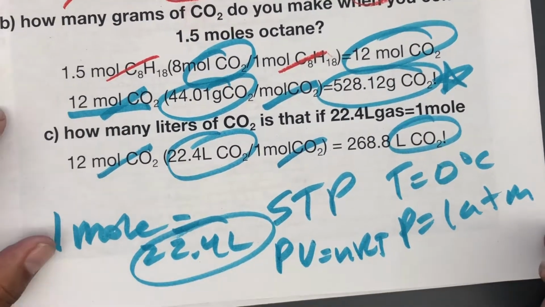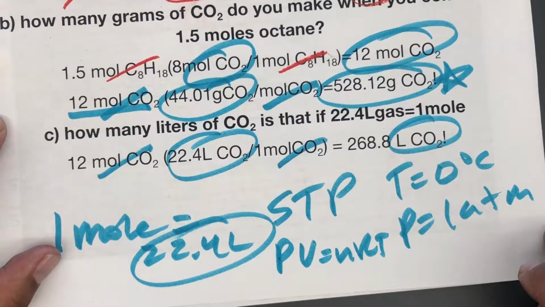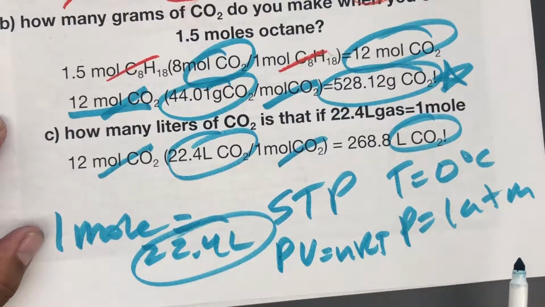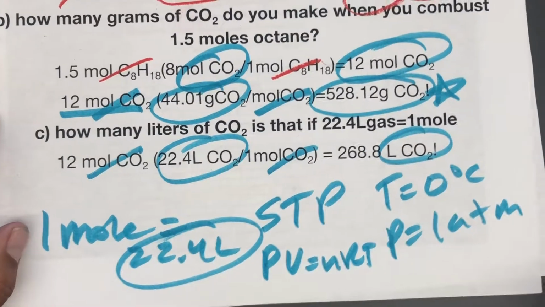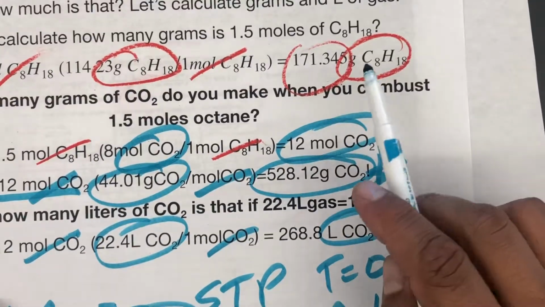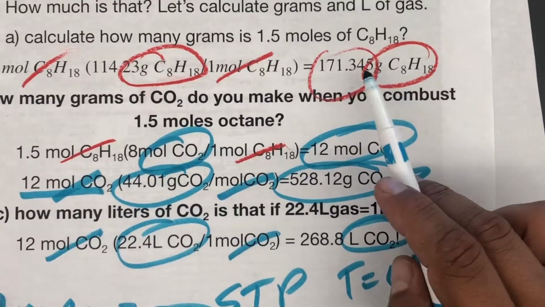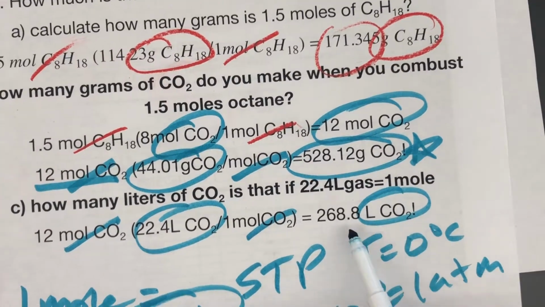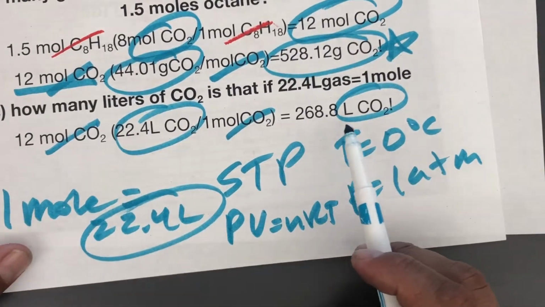So let's pause for a second. 1.5 moles of C8H18 is about 171.345 grams. That is not very much liquid. Okay, so that is really not that much, and that little tiny amount creates a huge volume, liters of CO2.